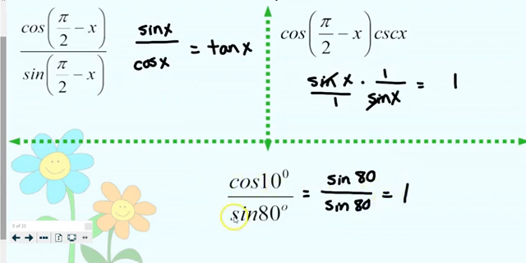We could also have chosen to rewrite the bottom if we wanted to. We could have left this as cosine of 10. And right here for sine of 80, that's equivalent to the cosine of 10, because 80 and 10 are complementary. And then once again, the cosine of 10 over the cosine of 10 simplifies to 1. So whichever way we choose to do that one, we're still going to get a simplified answer of 1.